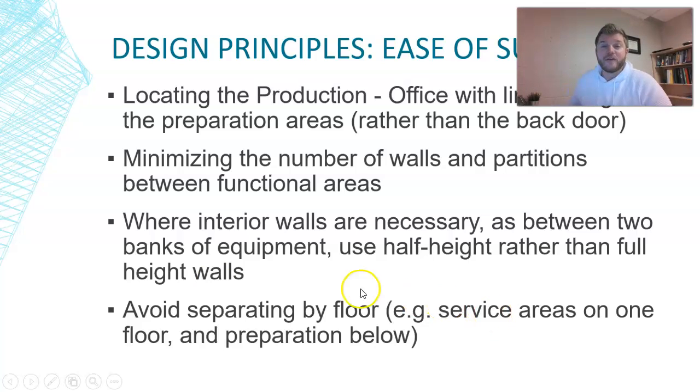So where you locate your production office should have a pretty good sight line of the production. In those prep areas, you want to minimize the number of walls and partitions between the functional areas. Even if you need to separate two areas, so we know this is the hot line and this is the pre-prep area, you can still do it with a half wall or a three-quarter height wall, where you can still see faces. You can still see someone back there. You just maybe don't see all that's happening. Where interior walls are necessary, as I said, use half height walls, and also try to avoid separating by floor.